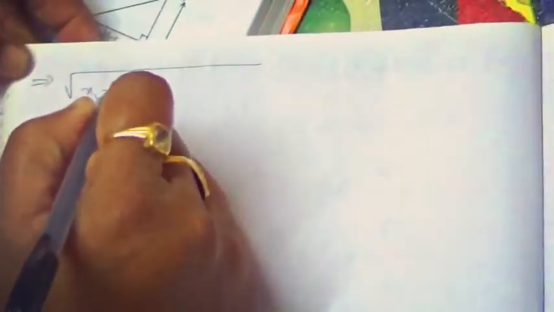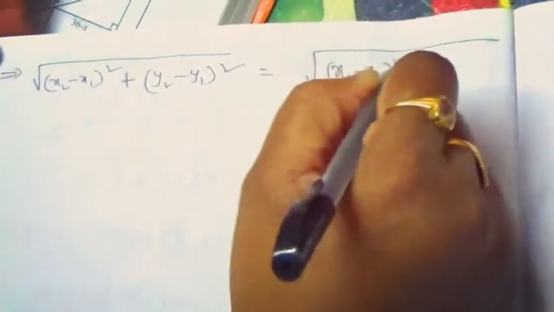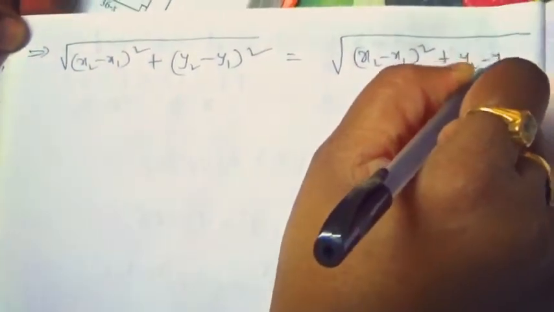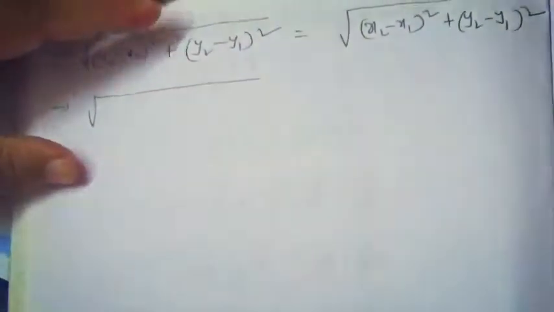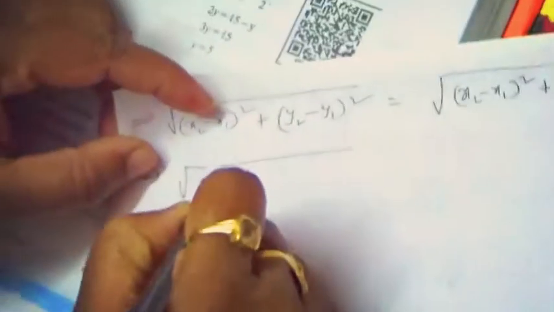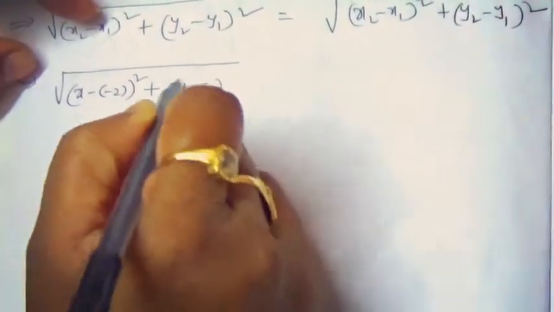So for both of these, square root of (x2 minus x1) whole square plus (y2 minus y1) whole square. Here also we have the same, that is (x2 minus x1) whole square plus (y2 minus y1) whole square. That implies square root of, you just substitute these values. What are the values? Here x minus of minus 2, y minus 8. (x minus of minus 2) whole square plus (y minus 8) whole square.